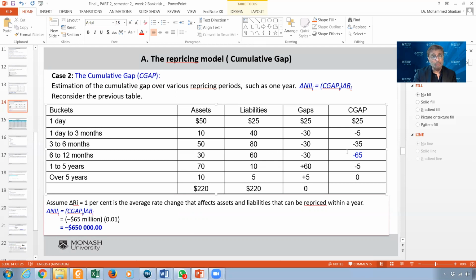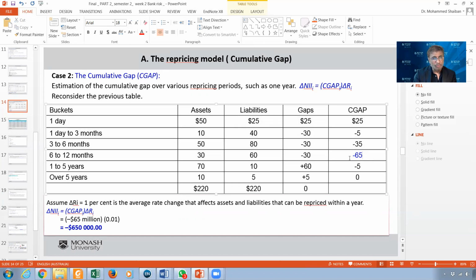Up to 1 year, you will find it minus 65 because you will add all of those, okay? And then you can add this 65 minus 60, so minus 5. Anyways, now if the interest rate increases by 1 and you want to get the pricing within 1 year, which is all of those up to here, which is the gap of minus 65.